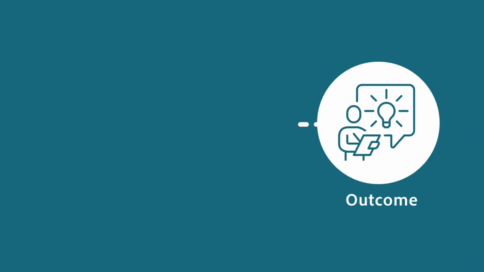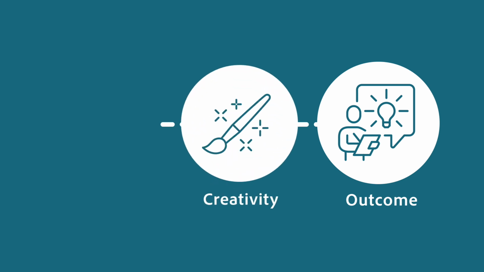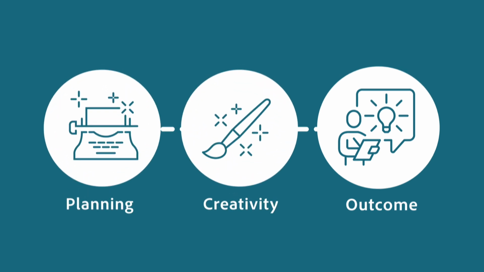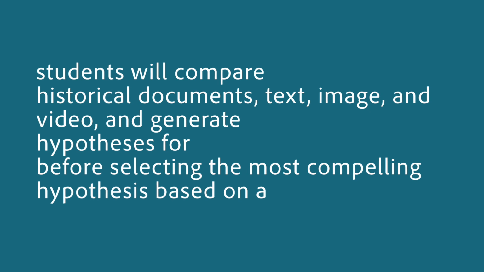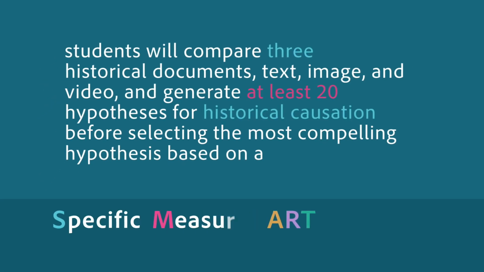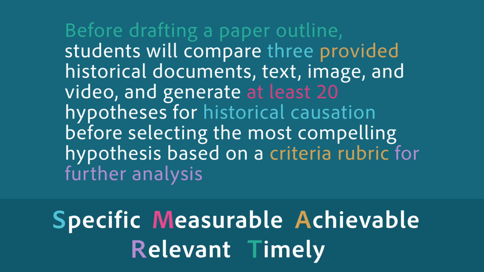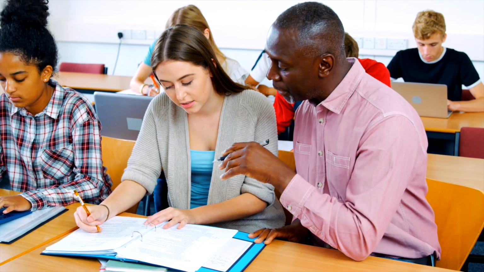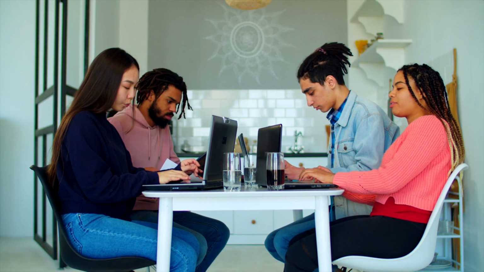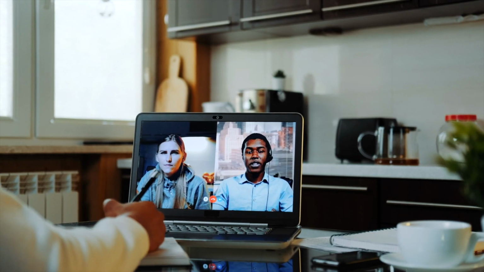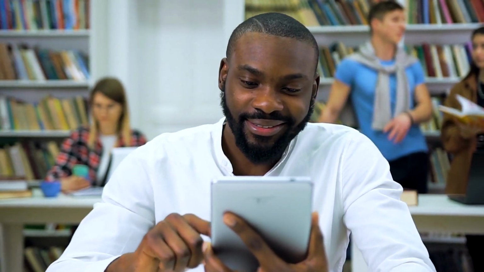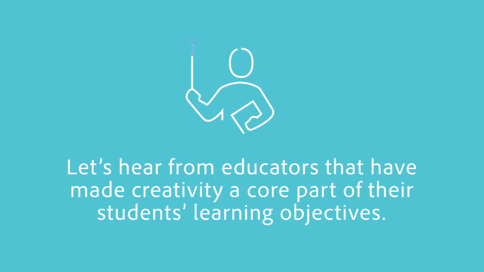If you don't already have creativity in an existing learning outcome, see how simple it can be to add those elements at the beginning of your instructional planning. Examples like these help your instructional design and your outcome because they're also SMART, or specific, measurable, achievable, relevant, and timely. Taking the time to ensure you have a creative and SMART learning objective at the outset of your planning makes it easier to create aligned activities, learning experiences, and assessments to help your students reach their end goals with mastery, confidence, and creativity. Let's hear from educators that have made creativity a core part of their students' learning objectives.